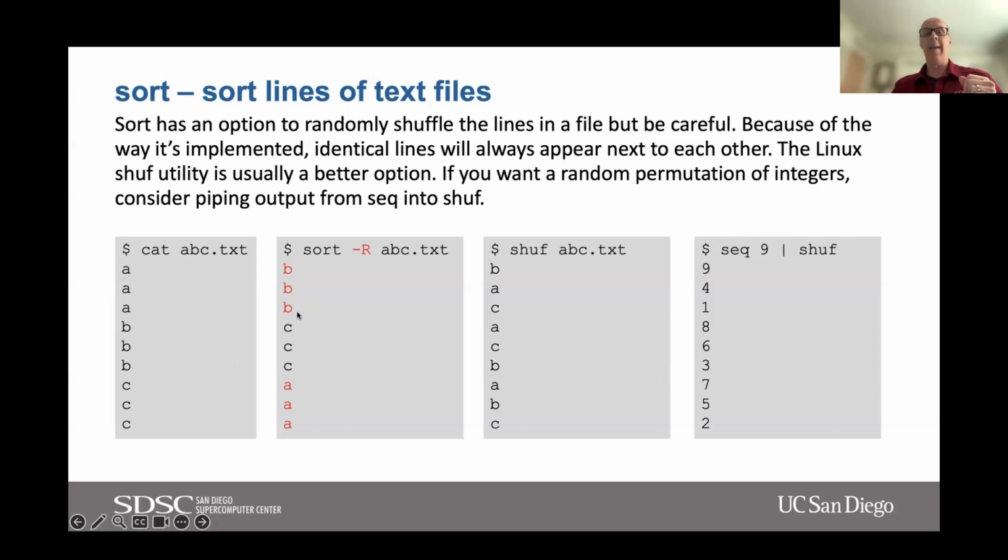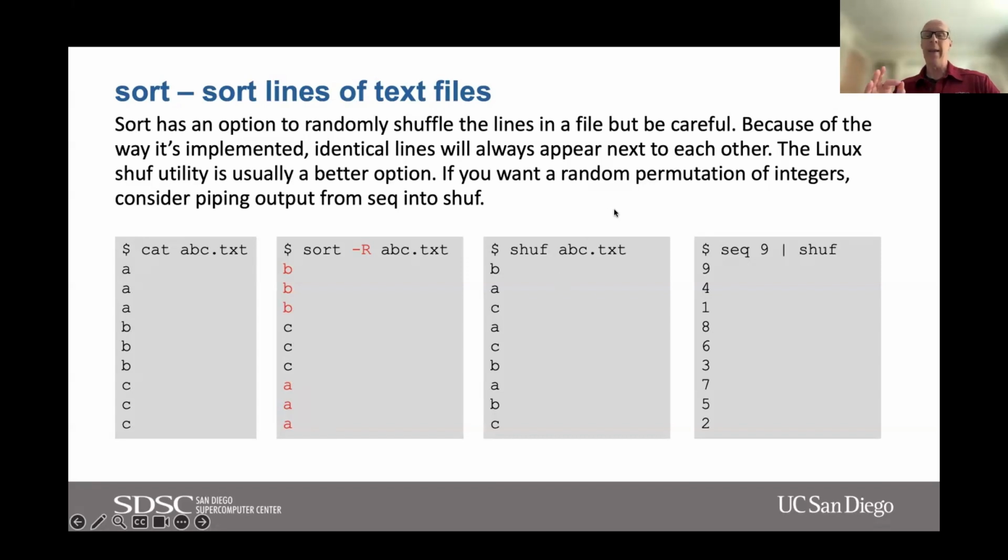Now, sort has a -R option, which will let you do that random sorting. But the problem is that it will take all of the instances of matching lines and group them together. So if I look at my file again, abc.txt, 3 lines that contain A, 3 lines that contain B, and 3 that contain C. If I do a sort -R, and you're going to get a different result each time, you'll see that we get all of the B's followed by all of the C's followed by all of the A's.